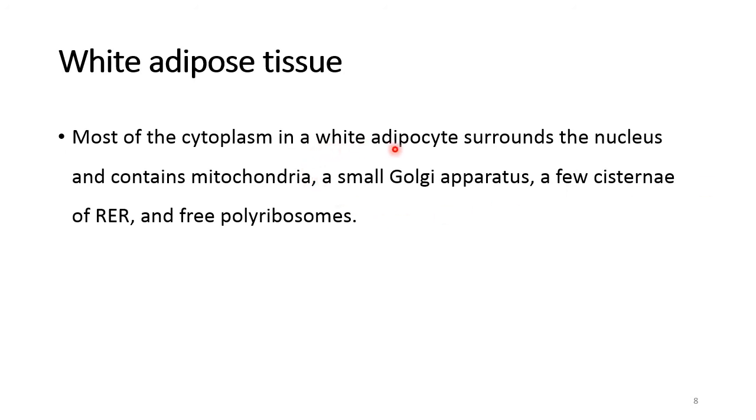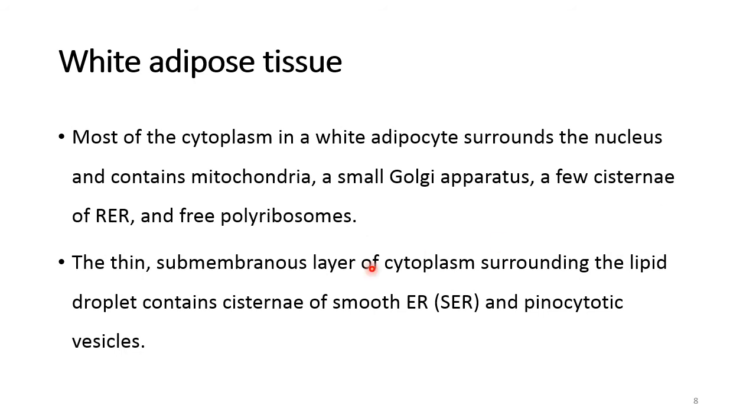Most of the cytoplasm in a white adipocyte surrounds the nucleus and contains mitochondria, a small Golgi apparatus, a few cisternae of rough endoplasmic reticulum and free polyribosomes. All of these are found around the nucleus, which is found eccentrically, peripheral. The thin submembranous layer of cytoplasm surrounding the lipid droplet contains cisternae of smooth endoplasmic reticulum and pinocytotic vesicles.